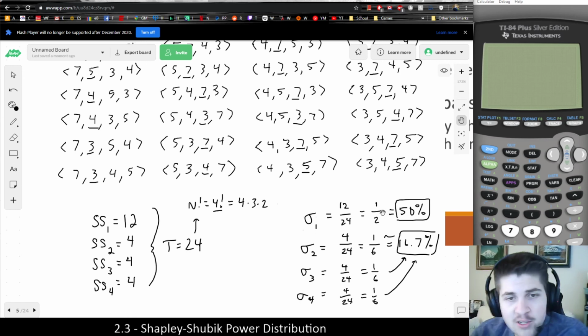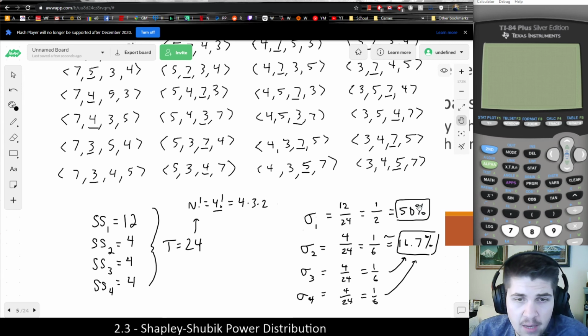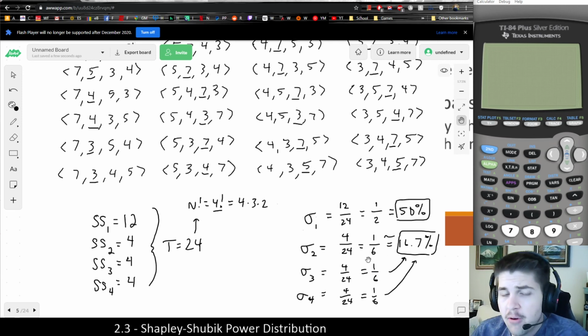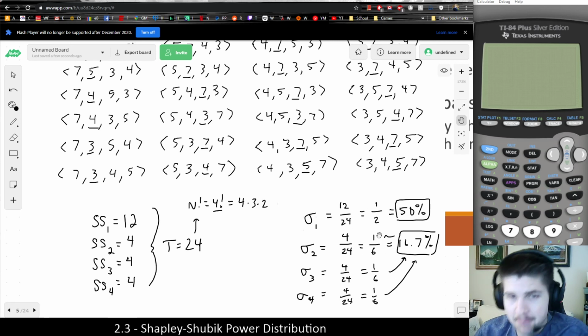And again, what was our goal? Our goal was to figure out how much power each player has in the system. And our conclusion here is that player 1 has 50% of the power or the control in this weighted voting system, and players 2, 3, and 4 each have exactly the same, 1/6 or 16.7% of the power. And actually, if you compare to all the math we did last week with the Banzhaf power distribution, these answers turn out to be exactly the same.